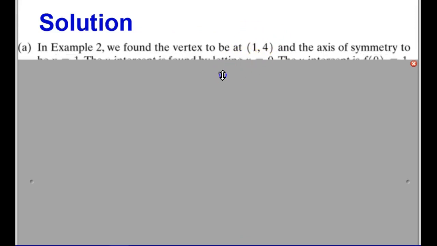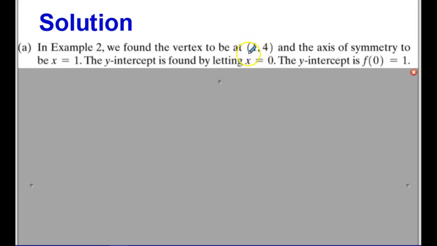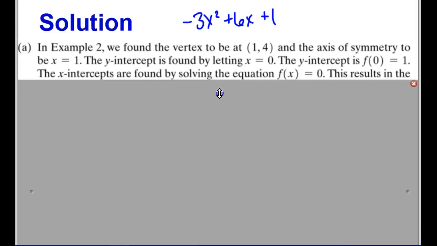Okay, so we found the vertex to be 1, 4. We know the axis of symmetry is going to be x equals 1 because it's always this value here. The next easiest point to find is my y-intercept. And we find the y-intercept when we set x equal to 0. So when I set x equal to 0 in my equation, which was negative 3x squared plus 6x plus 1, this term becomes 0 and this term becomes 0, so my y-intercept is at 1. So that's another easy point that I can plot.